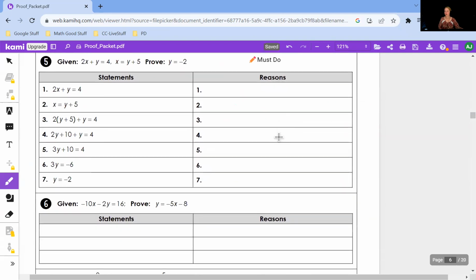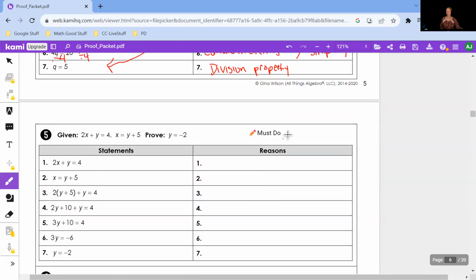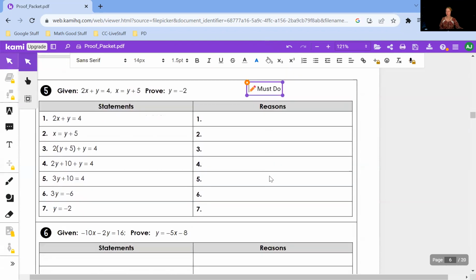You need to do number 5, and it looks like I lost my must-dos on these, but you need to do more than this. So I'm going to grab those and change it right now while we're talking, because that feels like the right thing to do, and then you'll know exactly what you need. So must do this one.